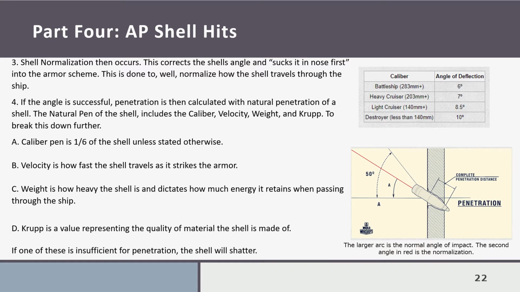If one of these is insufficient to pen, then the shell will shatter against the plate, because together they do not equal a penetration value great enough for the shell to break through the armor at the angle it's hitting. For example, in the example on the right, we'll talk about this in the next slide because there's something called relative armor thickness. As you can see here, the 50 degrees is the original trajectory it was off of from parallel, and the red is the new trajectory it's on based on normalization. So that is just a way to visualize what's happening. The shell's just kind of scooping into the armor there.